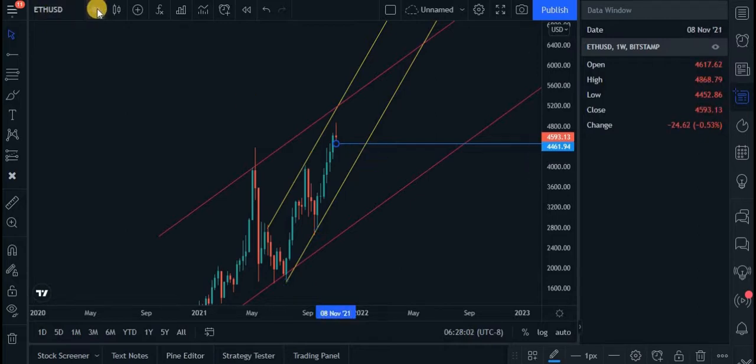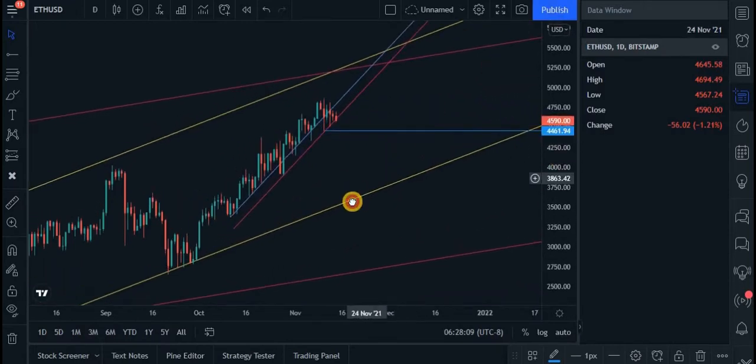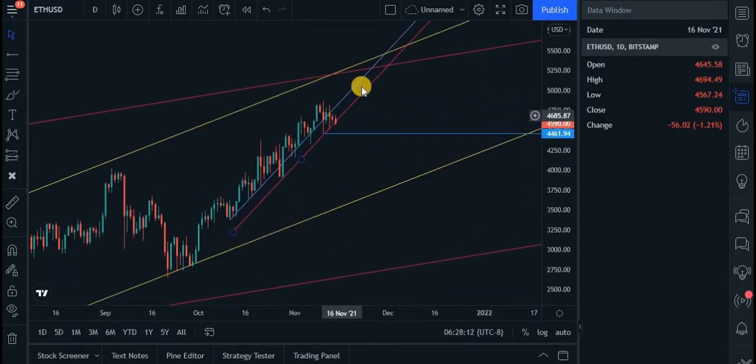With that being said, I still think that this trade can be a good trade because it gives us a very good risk to reward ratio, and actually the price doesn't have enough bearish momentum here.